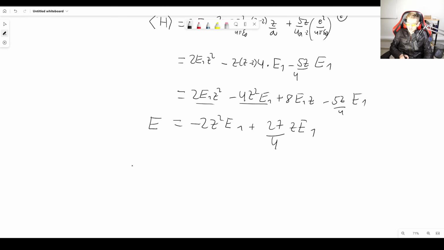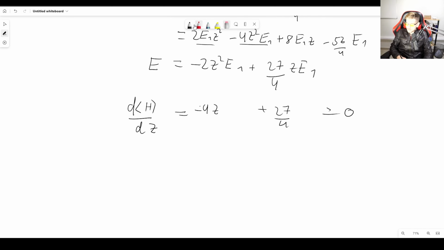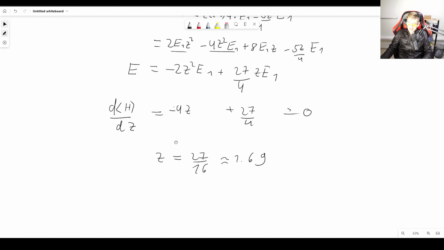Okay, so now of course we want to find the minimum possible value. So we take this there, and we derive with respect to our variational parameter, which is z. So derivative here will be quite simple, minus 4z E1 plus 27 over 4 E1. And this has to be equal to 0. Now, of course, the energies are not 0, so we can simply divide by them. So we are left with z is equal to 27 over 16, which is about 1.69. Okay, so as we can see, the effective amount of protons is less than 2. It is 1.69. So it is between 1 and 2, and that is, of course, because of the effect that one electron has on the other. It shields part of the action of the protons. Okay, so this is the value that minimizes the energy.